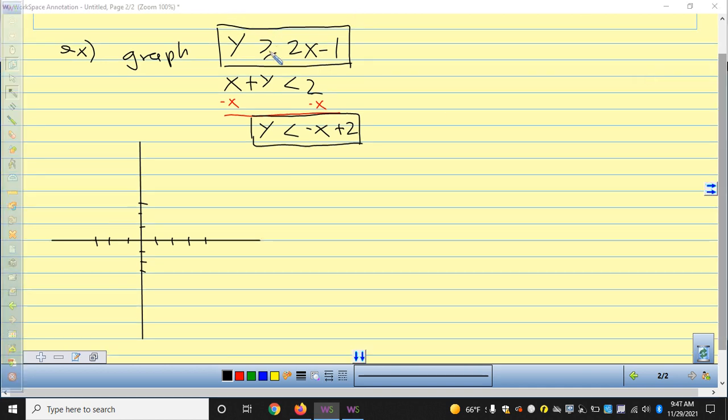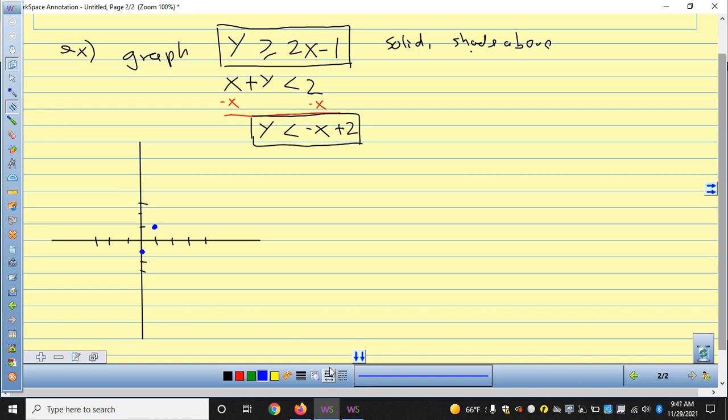All right, so for this first one, it's greater than or equal to, so we know it's going to be a solid line, and we're going to shade above because it's greater than. So let's graph this line. The y-intercept is negative 1, and the slope is 2. So I'm going to go up 2 and over 1. And now I'm going to graph that line.